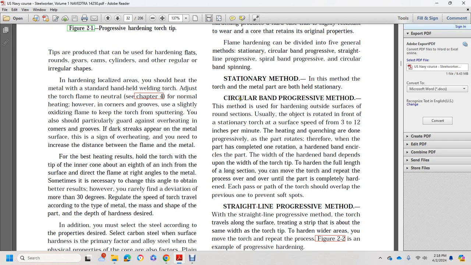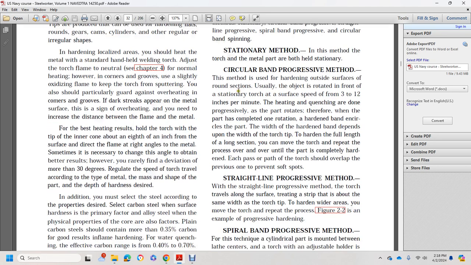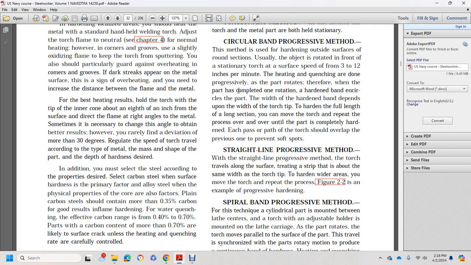Each pass or path over the torch should overlap the previous one, preventing soft spots. Straight line progressive method. In the straight line progressive method, the torch travels along the surface, treating a strip that is about the same width as the torch tip. Harden the wider area by moving the torch over and repeating the process. This is an example of progressive hardening.